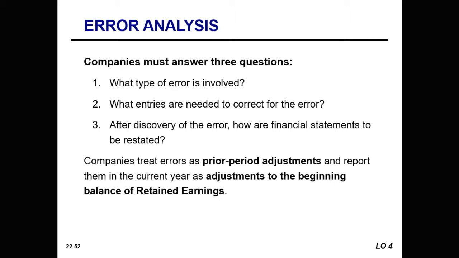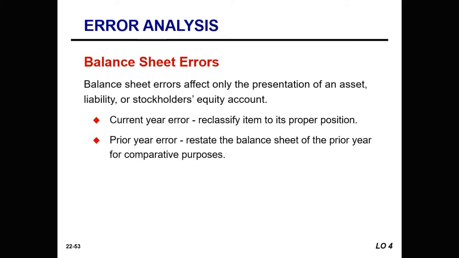Companies have to answer 3 questions. What type of error is it? What entries are needed to correct the error? And after discovery of the error, how are financial statements to be restated? Companies treat errors as prior period adjustments and then report them in the current year as adjustments to the beginning balance of retained earnings.